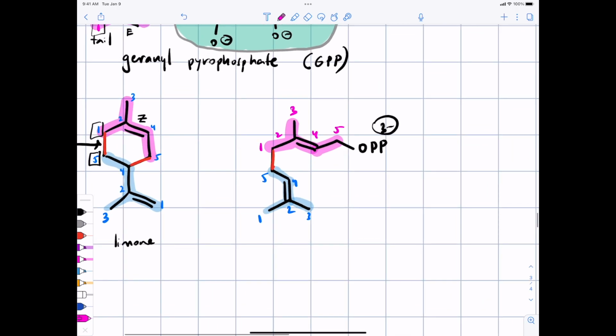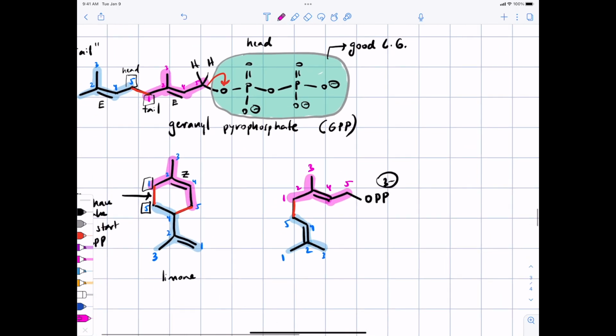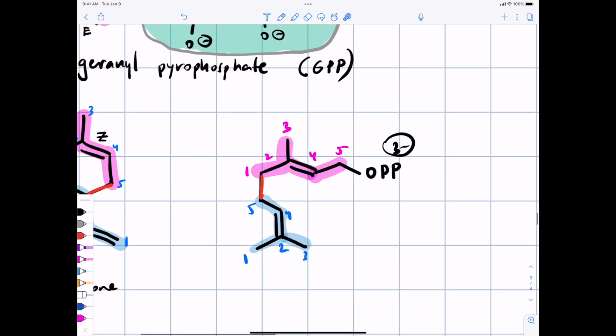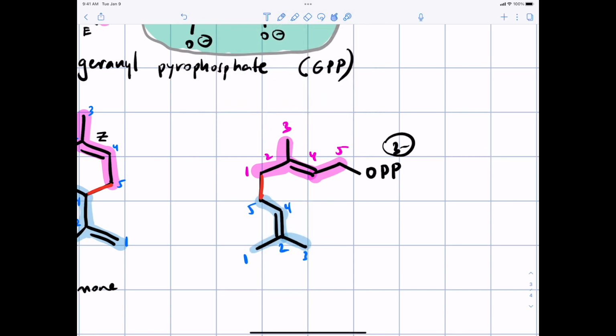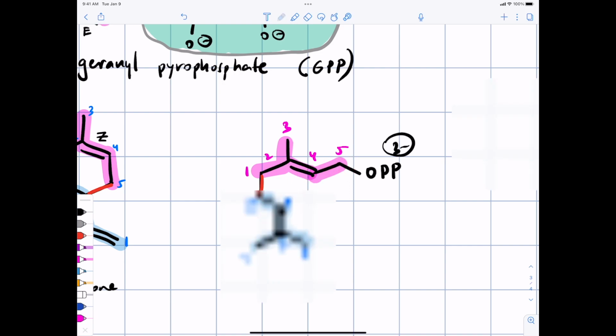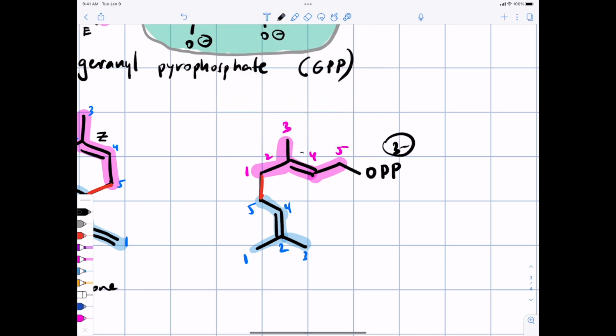Okay. Now, notice that in limonene, I need a bond between 4 and 5, right? Notice that carbon 4 is involved in a pi bond in GPP. Notice that carbon 5 is an allylic carbon. I could turn carbon 5 into an electrophile by having the leaving group leave, and then that pi bond could attack. The problem is that carbon's too far away because of the stereochemistry, the E stereochemistry of this double bond.